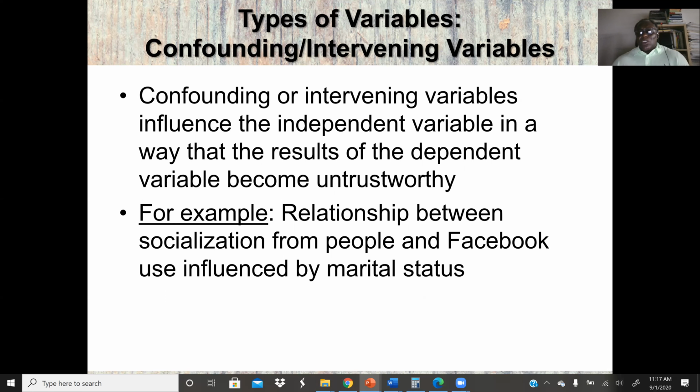Shark attack doesn't cause me to go and buy ice cream, but rather the weather. As the weather increases, the shark attacks increase, and ice cream sales also increase. So a confounding variable is a third variable that can also have an effect on the outcome, but it's not the causer.